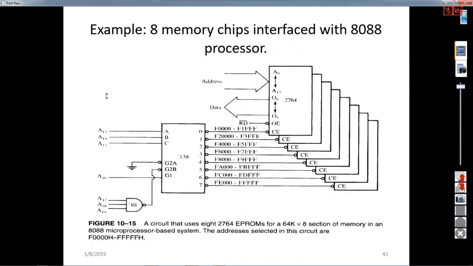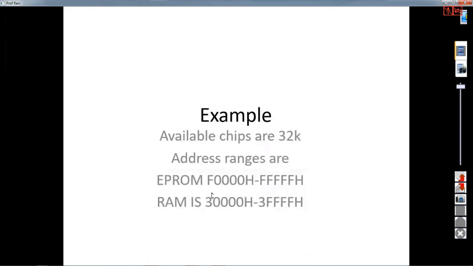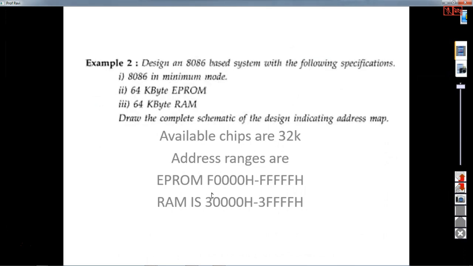And now here it is shown how 8 memory chips are interfaced with the 8088, along with the memory addressing and memory decoding circuit. So now let us try to see this in detail. How do you interface memory like SRAM or EEPROM, or all together, to the 8086 microprocessor? Let us take this particular example.